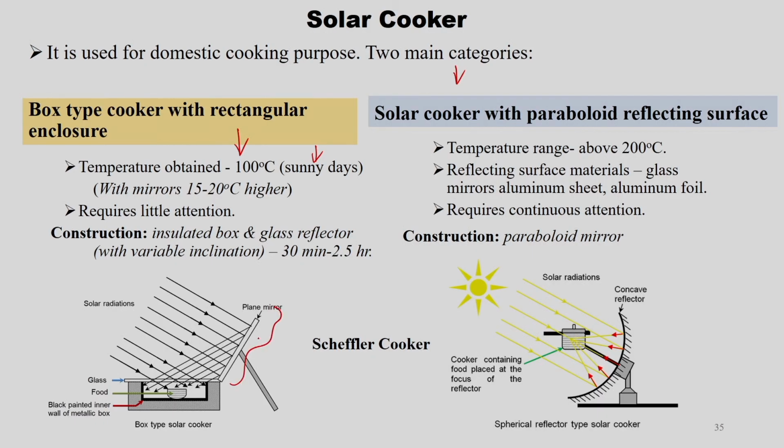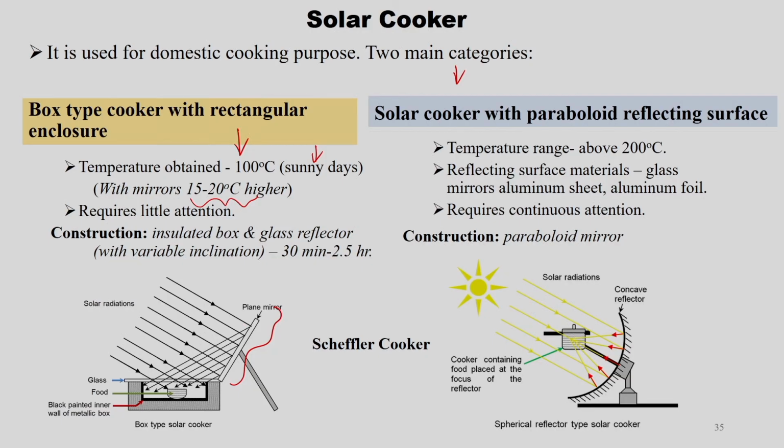If you enhance the incident radiation, the temperature also increases a bit higher, around 15 to 20 degrees. In that way, if you use such kind of plane mirrors, then you would be getting 100 to 120 degrees centigrade.